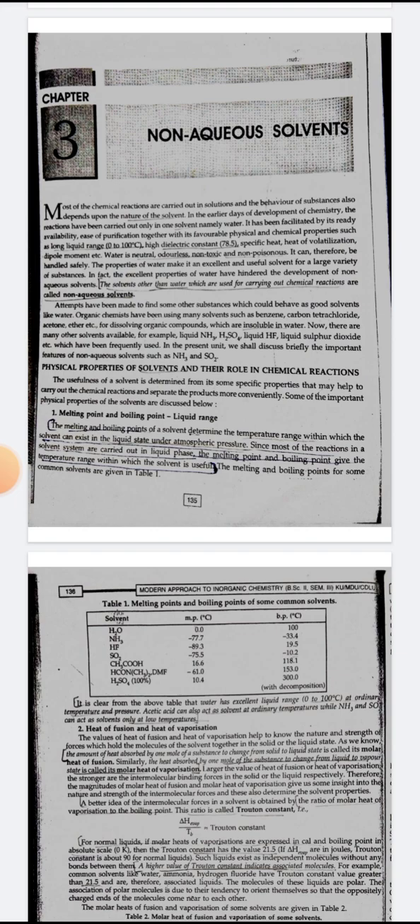First, melting point and boiling point, liquid range. The melting and boiling point of a solvent determine the temperature range within which the solvent can exist in the liquid state under atmospheric pressure. Since most of the reactions in a solvent system are carried out in the liquid phase, the melting point and boiling point give the temperature range within which the solvent is useful. The melting and boiling points for some common solvents are given in Table 0.1.